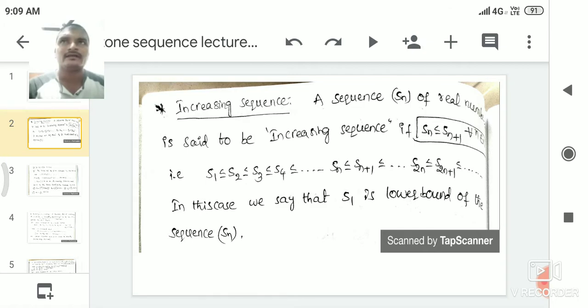So what is the meaning of a bounded below sequence? A sequence has a lower bound. Lower bound is nothing but the least term. If a sequence has a least term, then we say that the sequence has a lower bound. Whenever a sequence has a lower bound, the sequence is said to be a bounded below sequence. Okay, now we see examples on increasing sequence.